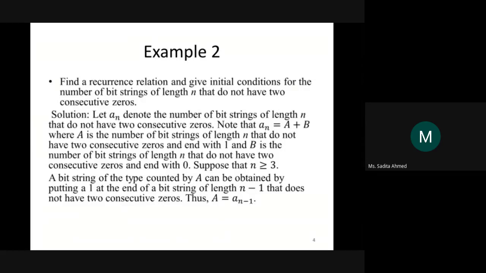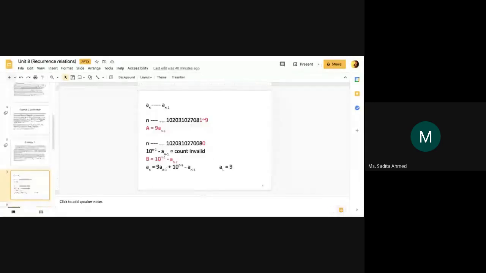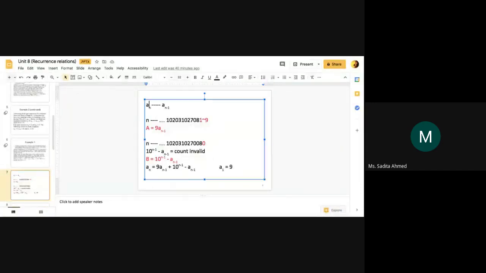We'll use that similar concept here as well. So, assuming that we know the value of an minus 1, from here we'll see if it's possible to derive the value of an. Okay, so let's just assume that we know the value of an minus 1.